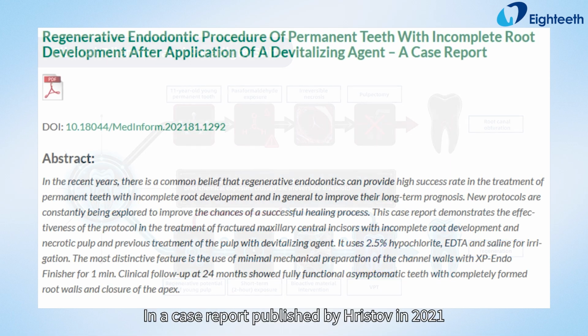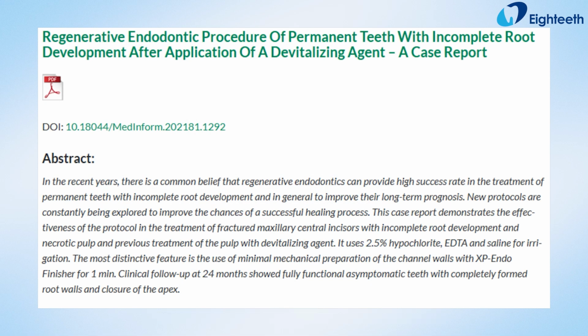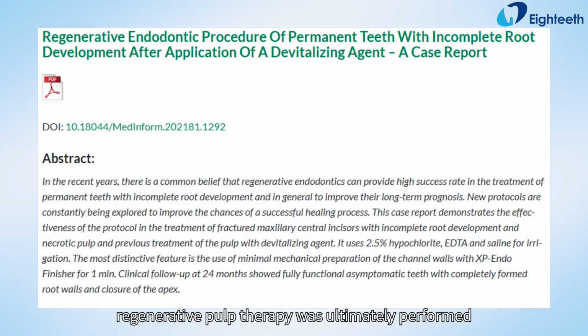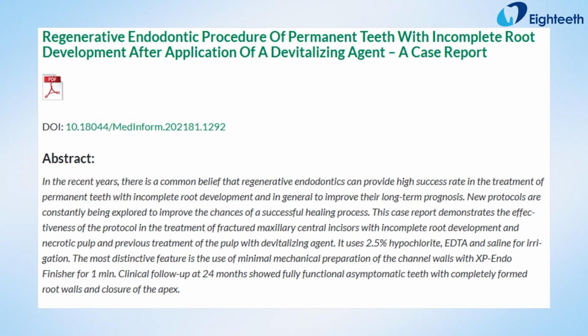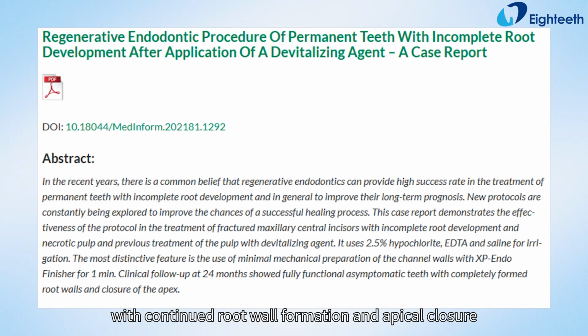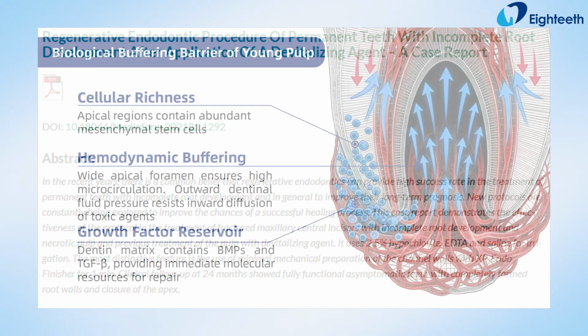In a case report published by Hristov in 2021, regenerative pulp therapy was ultimately performed on an immature permanent tooth that had previously undergone pulpal devitalization. A 24-month follow-up revealed that the affected tooth remained asymptomatic, with continued root wall formation and apical closure. This suggests that pulp and dentin tissues exposed to devitalizing agents do not necessarily lose all potential for vitality preservation.